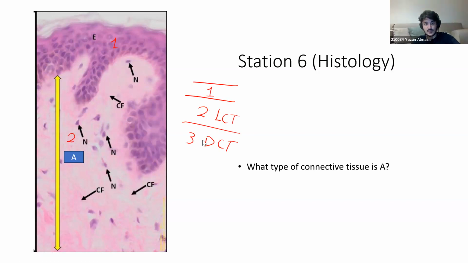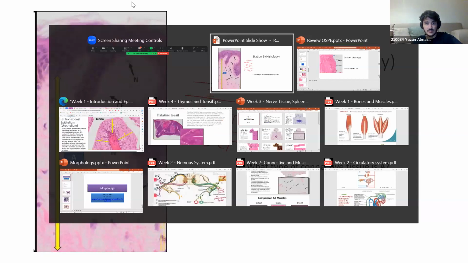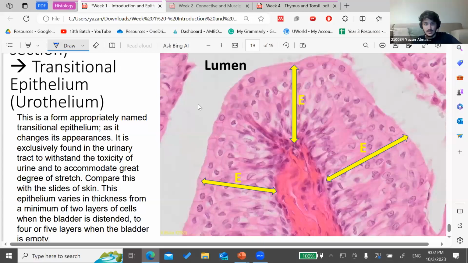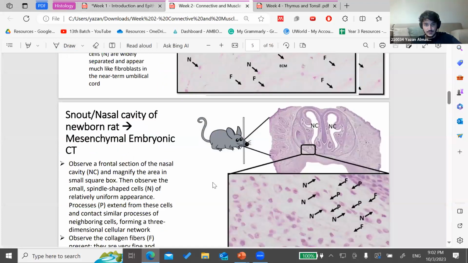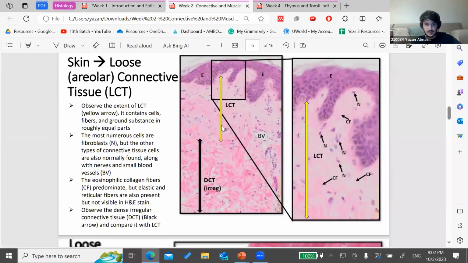Okay? And I think we can see it. Let me move this. Yes, so here is the loose connective tissue. And this is the dense connective tissue. Can you guys see this?